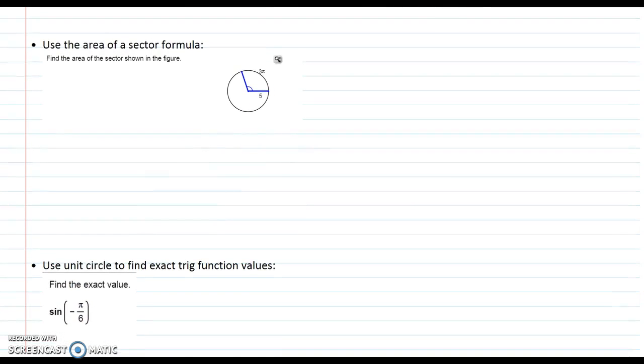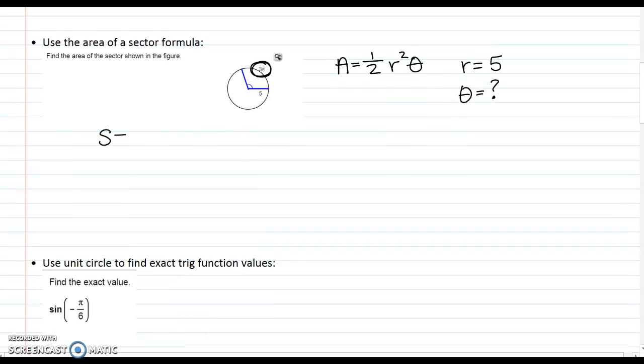The other formula we learned in section 6.1 was the area formula. Area is 1/2 r squared theta. Again, r is the radius and theta is the central angle. Looking at this circle they gave you, the radius is 5. We have no idea what the central angle is. They don't tell us what that angle is, but they do give us this little information up here, which happens to be the arc length.